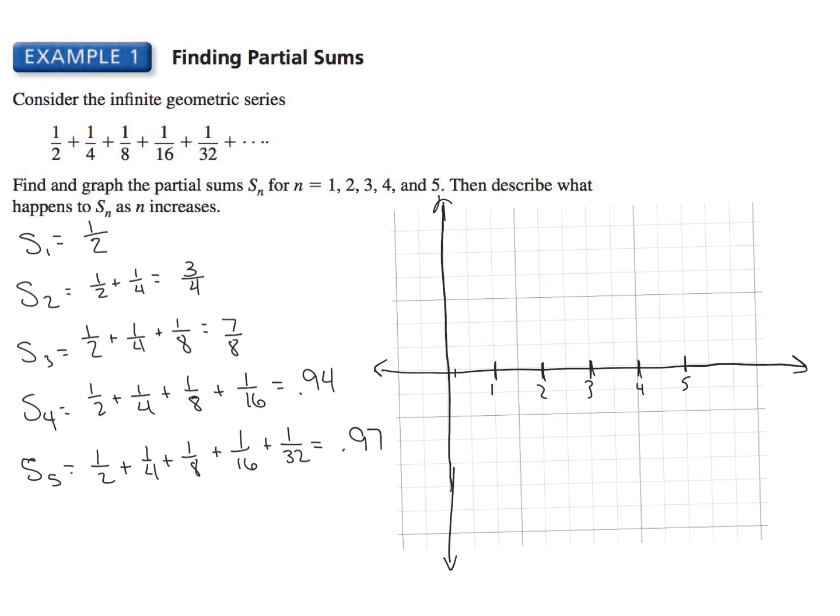Okay, so 1, 2, 3, 4, 5, 6. We'll call this 1. So at S of 1, I'm at 0.5. S of 2, I'm at 3/4, so that's directly in the middle. S of 3, I'm at 7/8. And then I'm getting closer and closer to that 1.